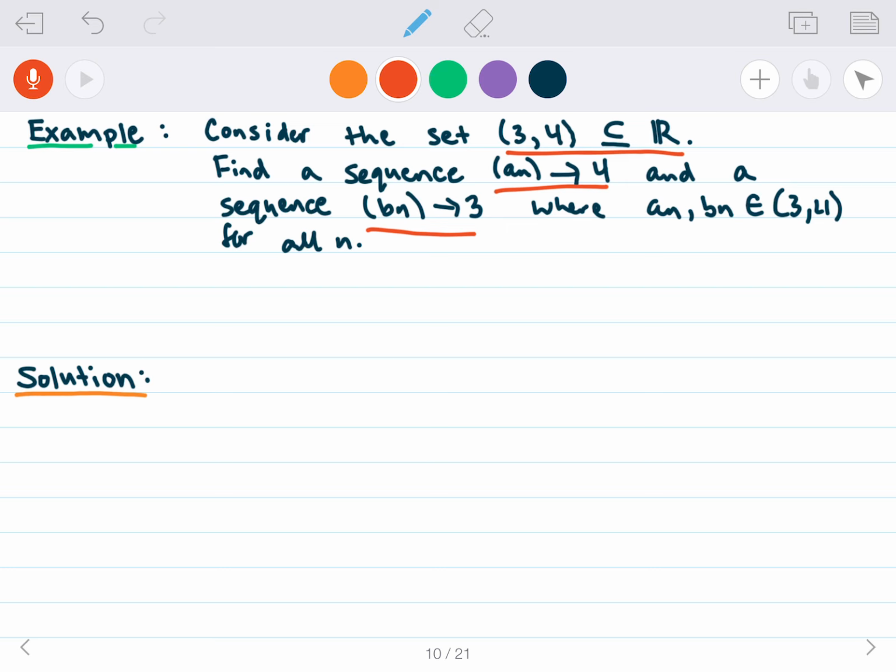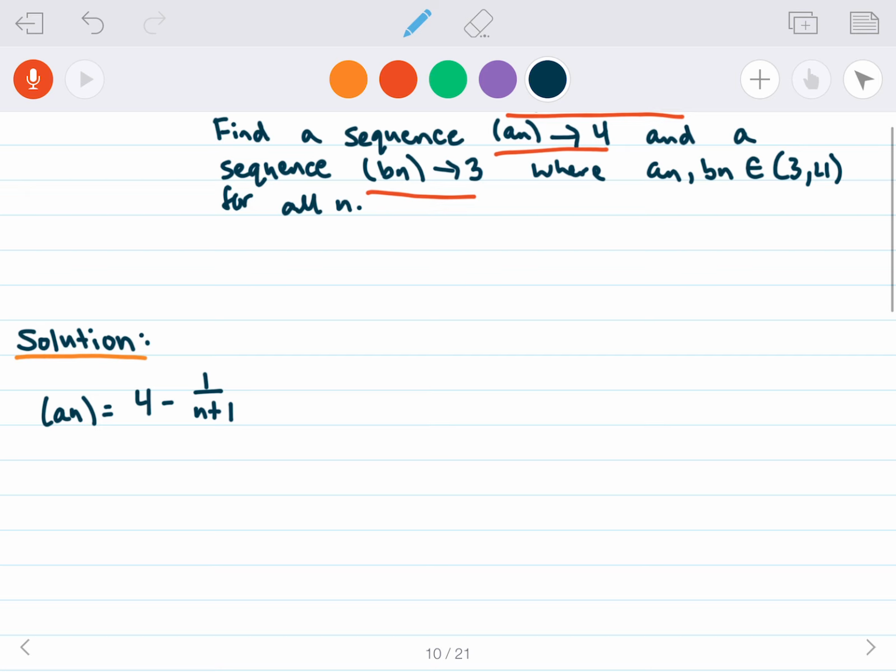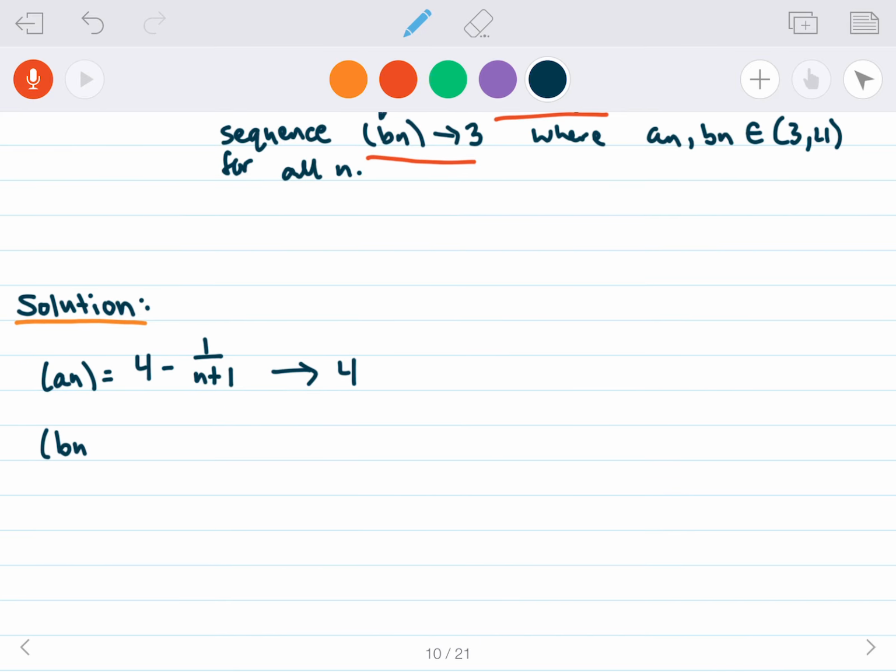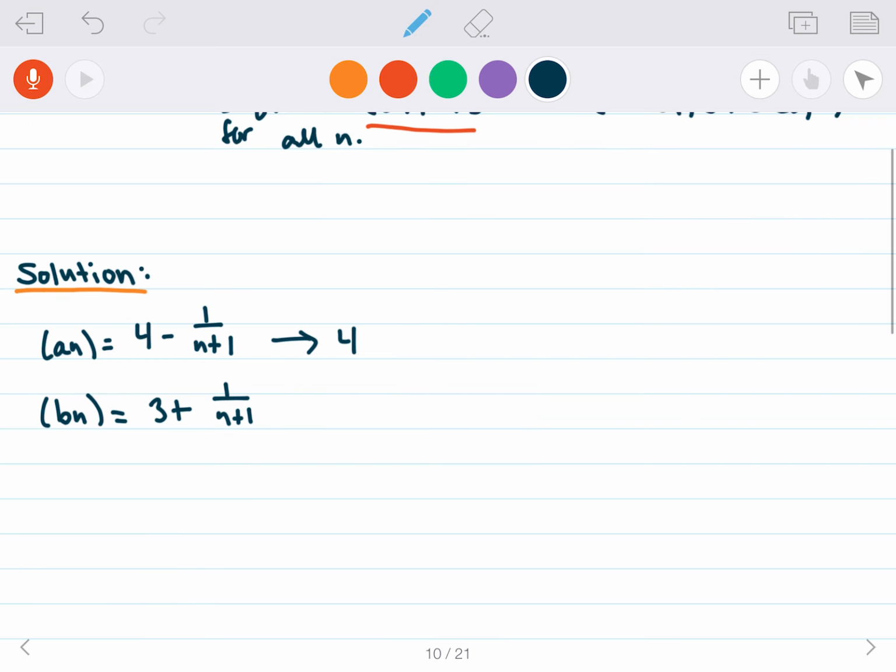Okay, so what's a solution to this? We could say a sub n is equal to 4 minus 1 over n plus 1. We can see that making n really large is going to have this converge to 4. And we could say that our other sequence b sub n that's converging to the infimum is 3 plus 1 over n plus 1. We can see that as n gets large, this thing's going to 0, and so this whole thing's going to 3. And it's easy to show the following.